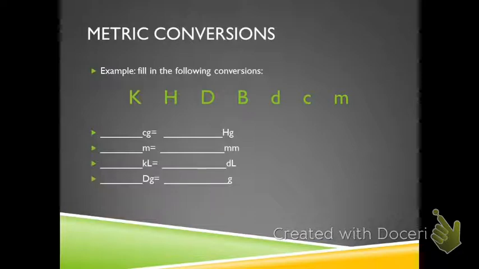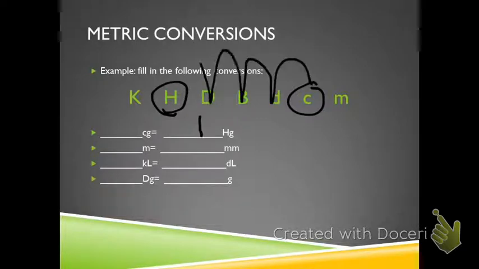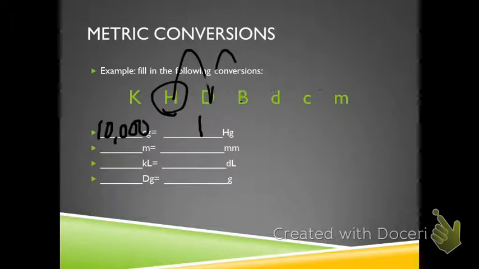So centi or hecta, which one's bigger, hecta or centi? Clearly hecta. Put the 1 there, and then count the number of transitions. Seems to be 4, so that would be 10,000 centigrams are equal to 1 hectogram. Let me erase this for the next one.